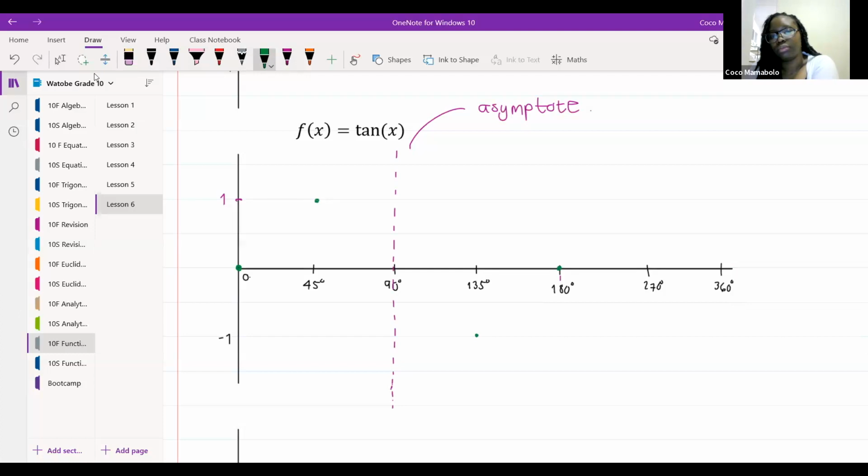Then for 225, you're going to have +1. Good. 225 is the one that I forgot. Thank you for reminding me. 225, yes. Good. We're going to get +1. Then you're going to have an asymptote at 270, and you're going to label it and say x is equal to 270 degrees. Good. Excellent. Good stuff. You did that so beautifully.